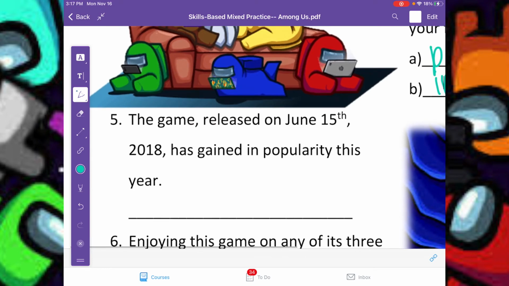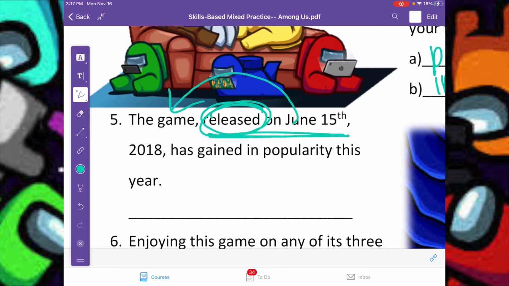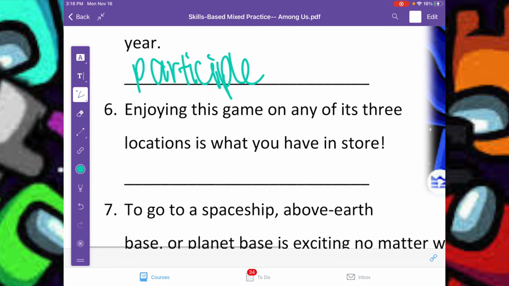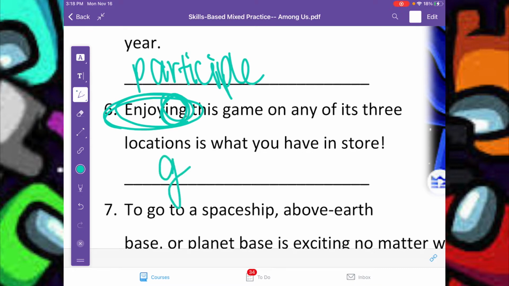Number 5, the game, released on June 15th, 2018, has gained in popularity this year. Released on June 15th is describing the game. Which game? The one released on June 15th. Since it's describing something, this is a participle. Number 6, enjoying this game on any of its 3 locations is what you have in store. Enjoying. Ends in ing. We're talking about the action here. This is a gerund.